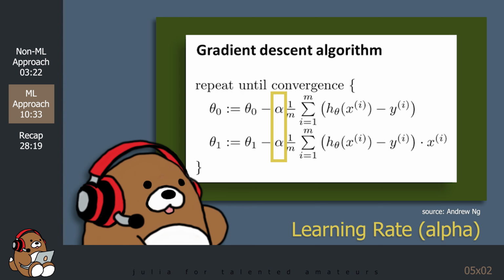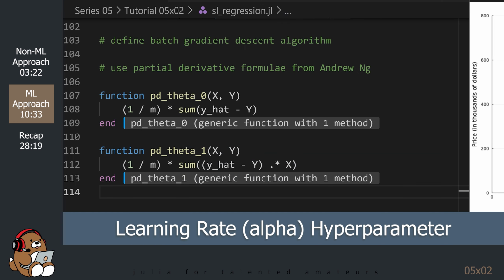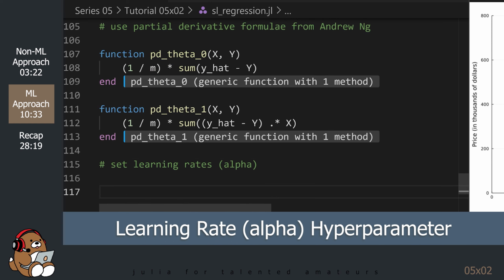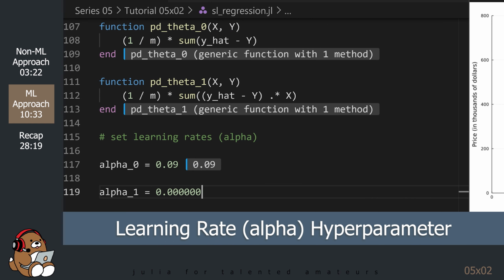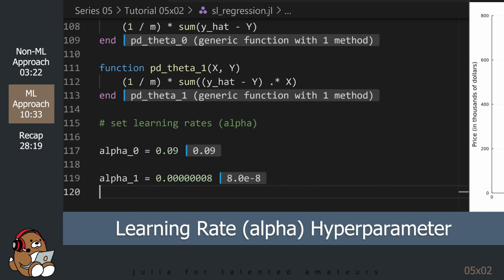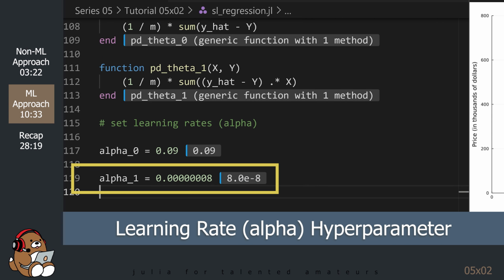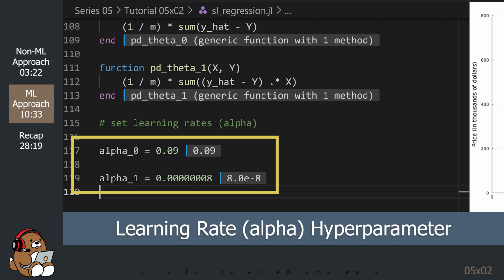Now, we need to set the value for something called the learning rate, which is sometimes referred to by the Greek letter alpha. In machine learning, the learning rate is known as a hyperparameter to distinguish it from other parameters like theta 0 and theta 1. That's an 8 with 7 zeros in front of it. The learning rate is used to prevent your computer from making large adjustments to the values of either the y-intercept or the slope. You can use any values you want for the learning rate.